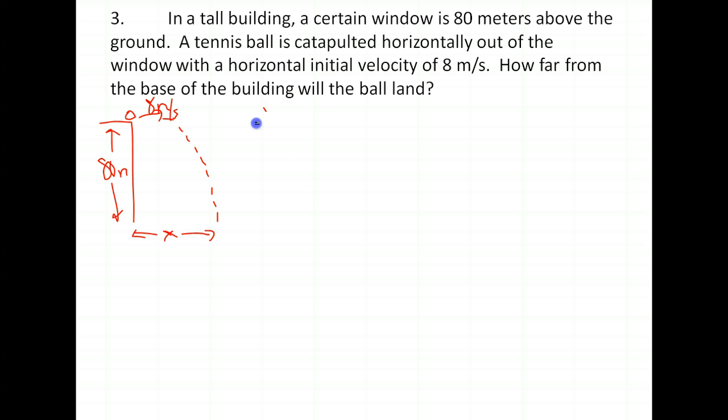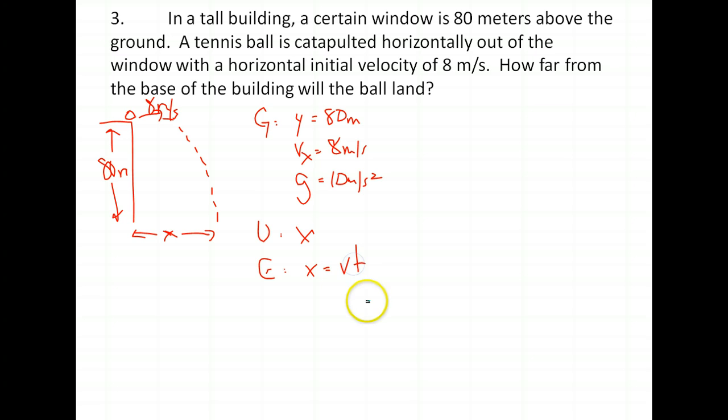So our givens for this particular one, we have our height, y equals 80 meters. We have our horizontal velocity, which is 8 meters per second, and our good old friend gravity at 10 meters per second squared. Our unknown for this equation is x. So again, to solve this one, we would use the same one we used before. x equals our velocity times time, but again, we don't have the time. So we've got to go find it.